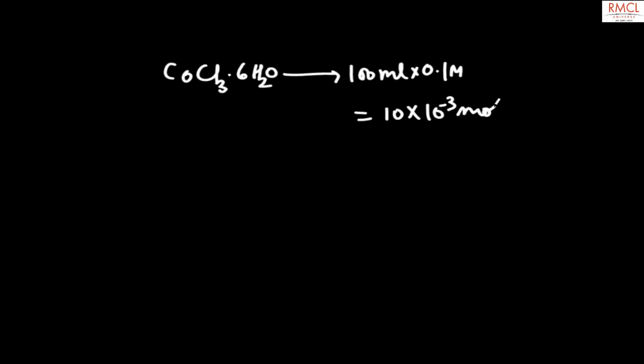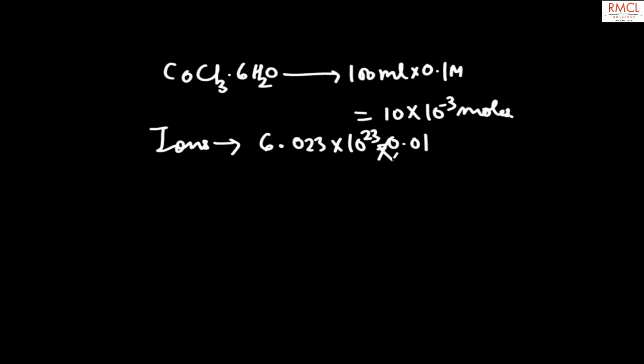Okay. Now, 6.023 into 10 to the power 23 ions are present in one mole. So 0.01 is further multiplied by this. So the number of ions present is 6.023 into 10 to the power 21 ions.